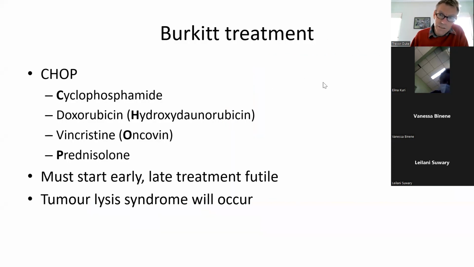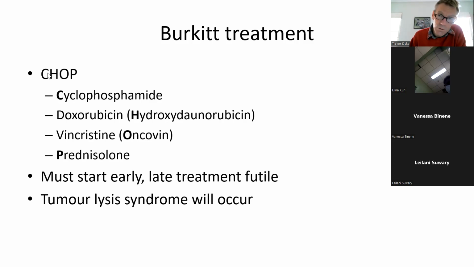There's no time to waste in treating these patients because they rapidly progress, but they also can often be treated quite well. Often there's a high cure rate for Burkitt lymphoma if you get it reasonably early. And the treatment that's been given for many years is what's called CHOP. It's cyclophosphamide and four chemotherapeutic drugs: cyclophosphamide, doxorubicin, vincristine, and prednisolone. And the reason why it's called CHOP is because these drugs have other names: cyclophosphamide, doxorubicin, oncovin, which is the same as vincristine, and P for prednisolone.